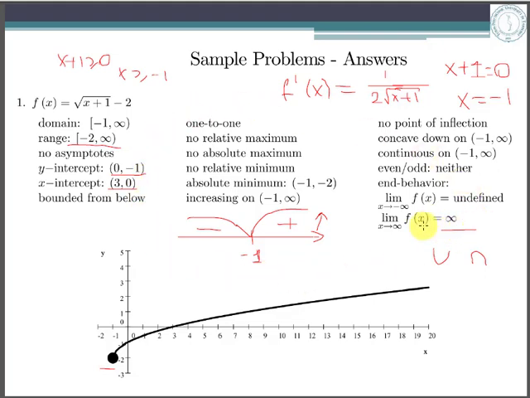And using this complete analysis, we can build the graph of our function, and it will be such kind of graph.